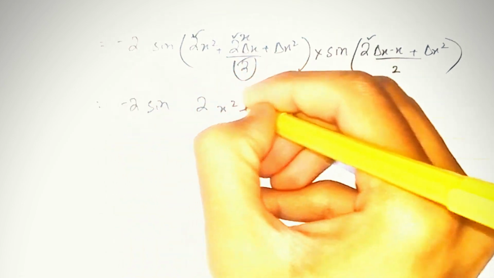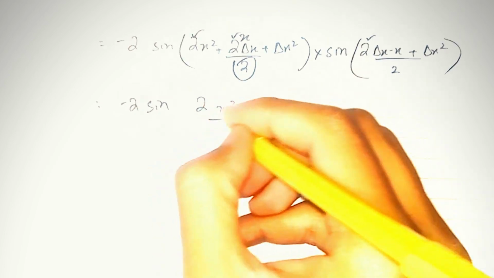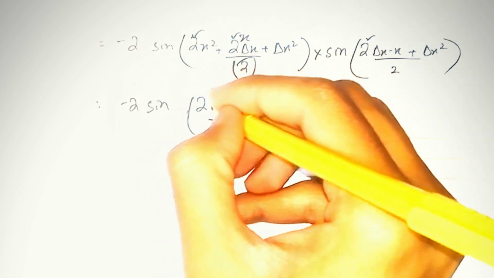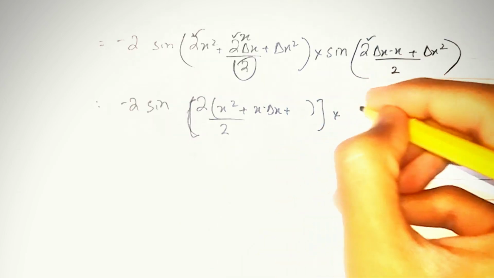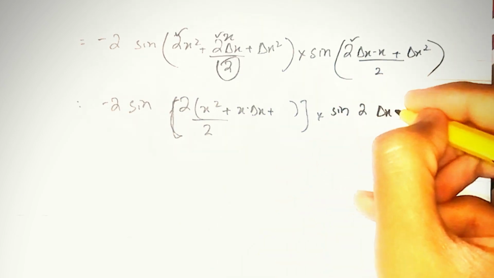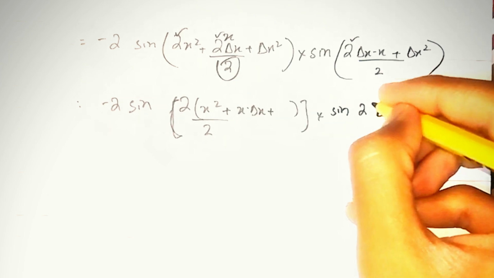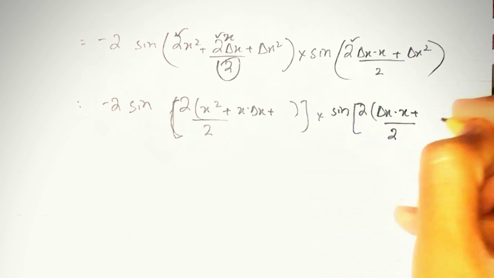We have x squared plus x dot delta x plus, let's leave this term for a while, and over here we have 2, right? This was the common term. Right, that's perfect. Multiplied by sine. Let's take the 2 common. We have delta x multiplied by x plus, let's leave this term for a while, and in the bottom we have 2, this thing right over.